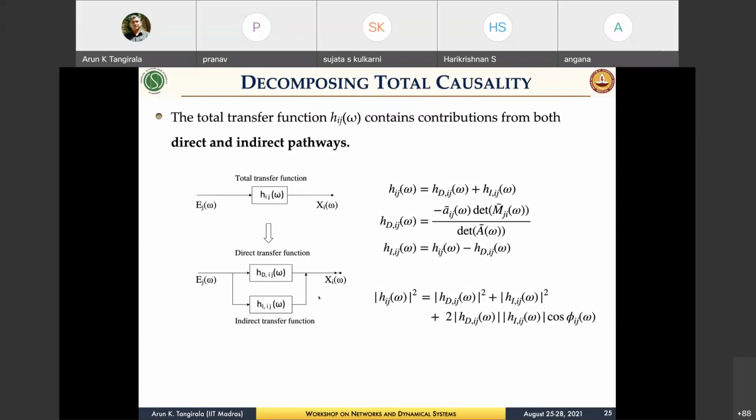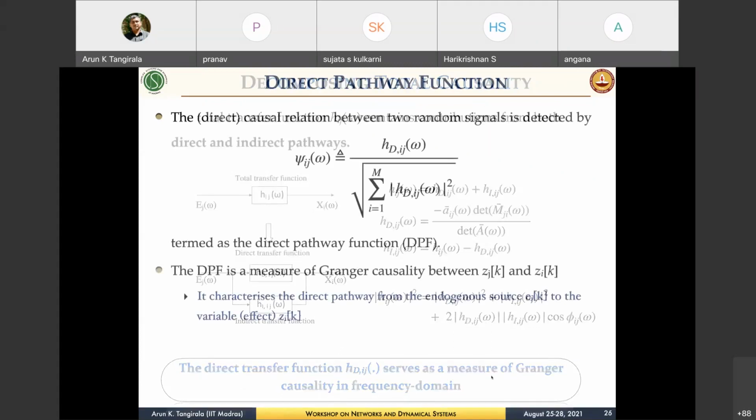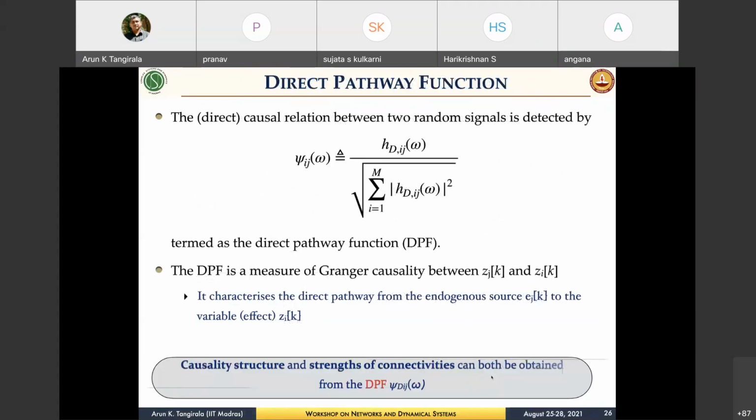And this is in one of the published works that we have shown in a paper that we published in Biological Cybernetics. You can show that once you split it into direct and indirect pathways, the direct transfer function serves as a measure of Granger causality in frequency. And from that, you can construct what is known as the direct pathway function. So that is the idea. This direct pathway function is a measure of Granger causality between Zj and Zi.